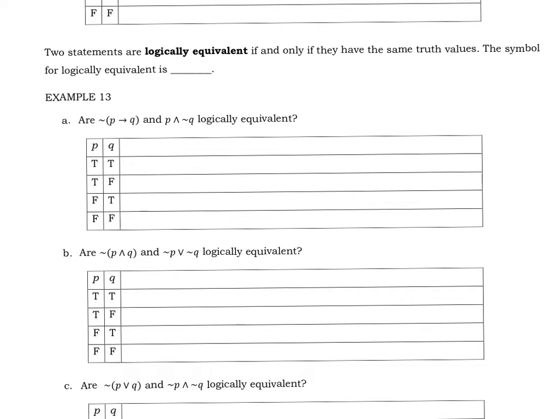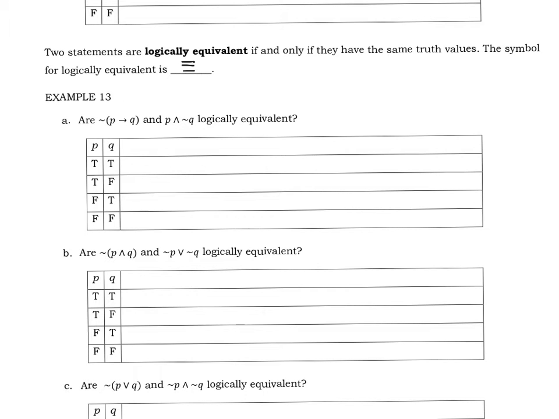Logic, example 13. Two statements are logically equivalent if and only if they have the same truth values. The symbol for logically equivalent is as follows. So we're asking if the negation of the conditional statement if P then Q and the statement P and not Q are logically equivalent. So I will use truth tables to figure that out.